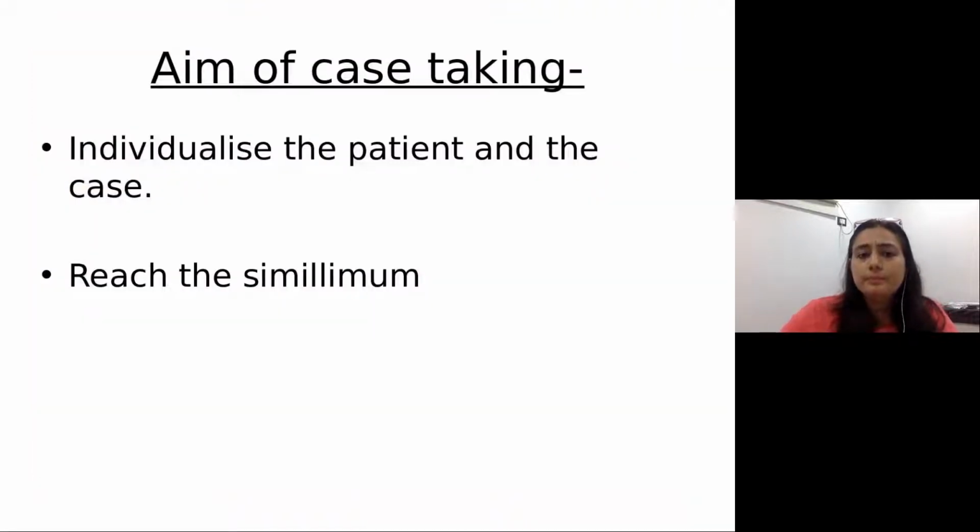Now, as I said, the aim of case taking is to individualize the patient and the case. Till you are not able to individualize why this person is different from that one, why this person got an autoimmune disease, what has happened in this person's life, that he has landed up with cancer or arthritis, till we are not able to understand his journey, till we are not able to understand the person as a whole, we should not stop the case taking. We have to reach till we individualize this person. And when we are able to individualize the person, we will be able to reach the simillimum. Because here, only a proper simillimum will take care of a person as a whole.